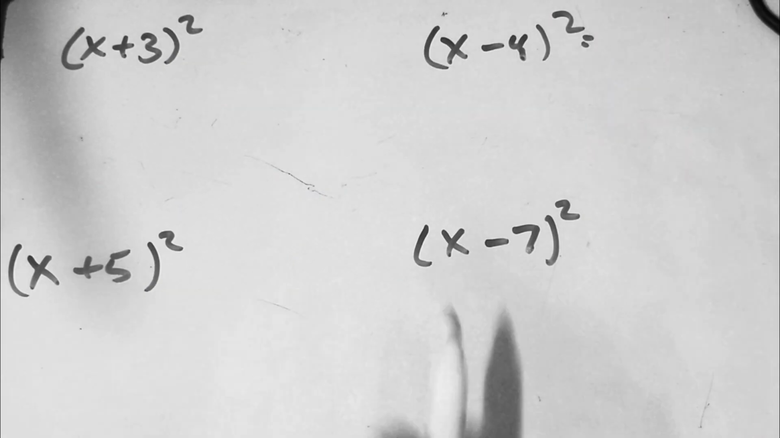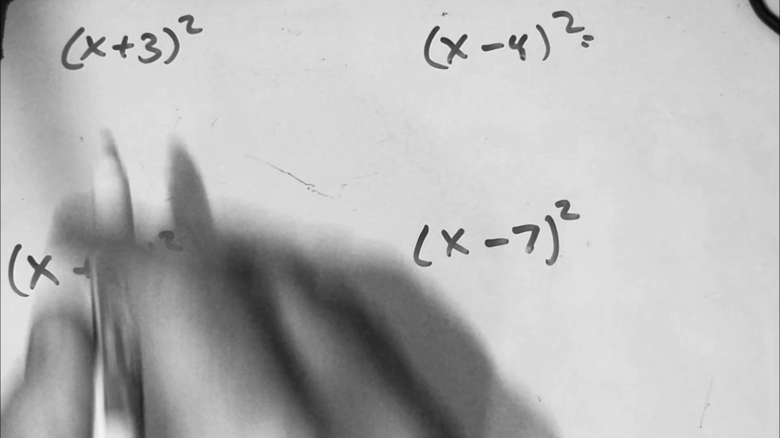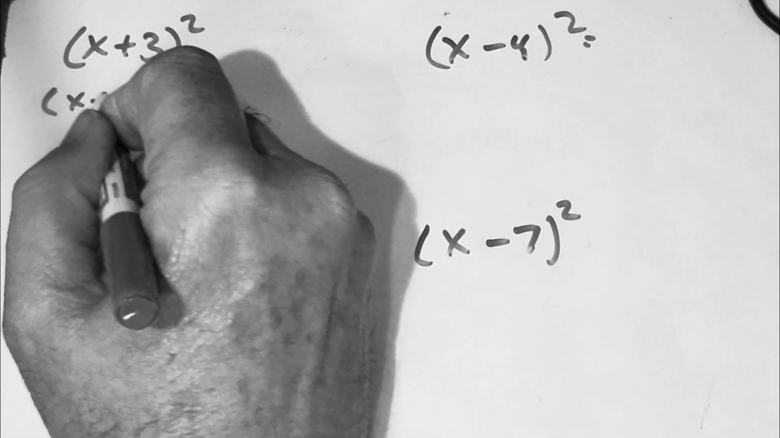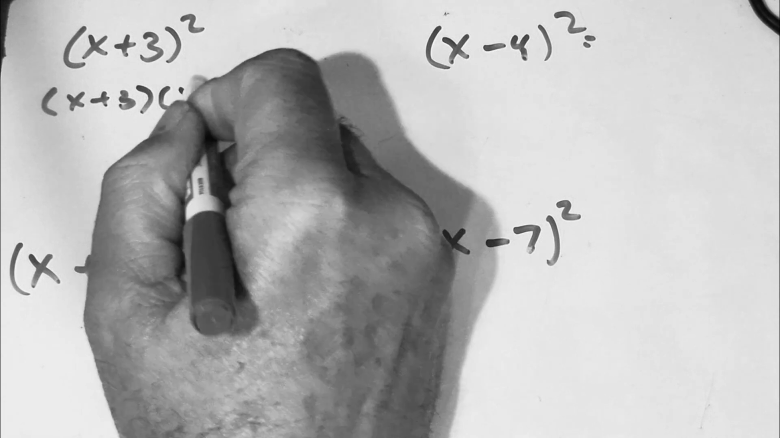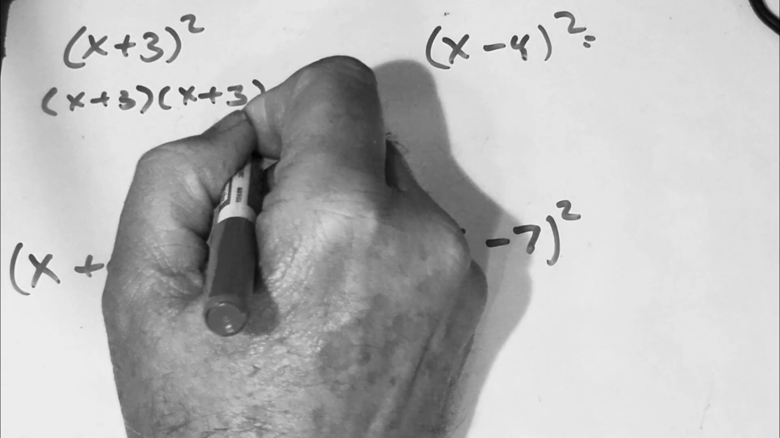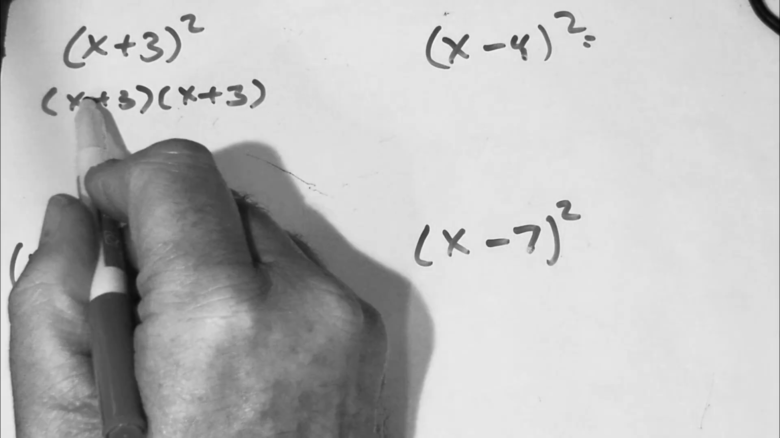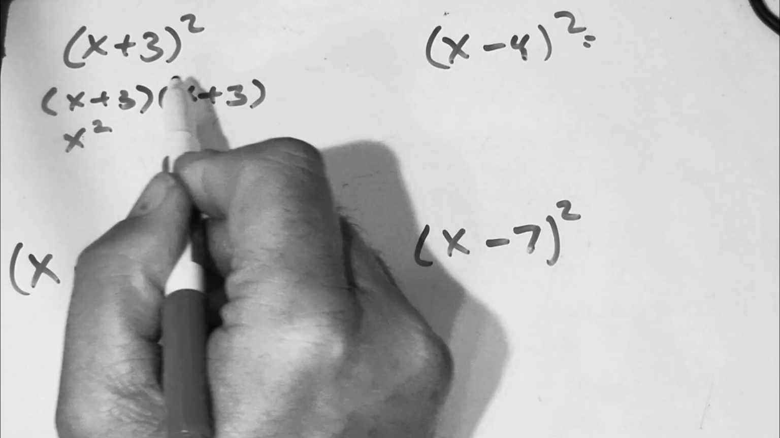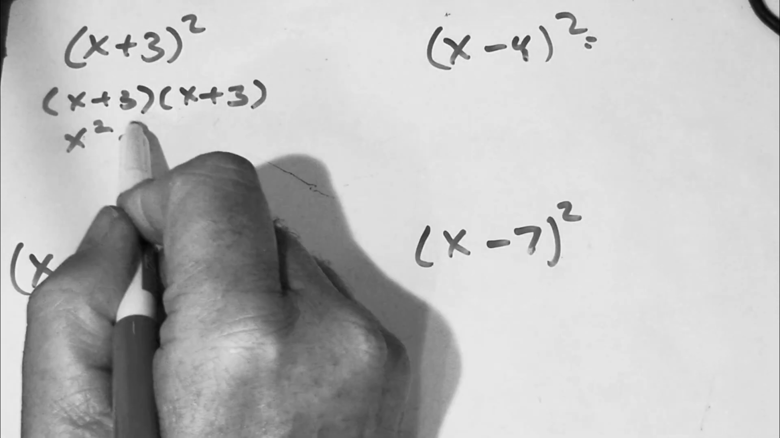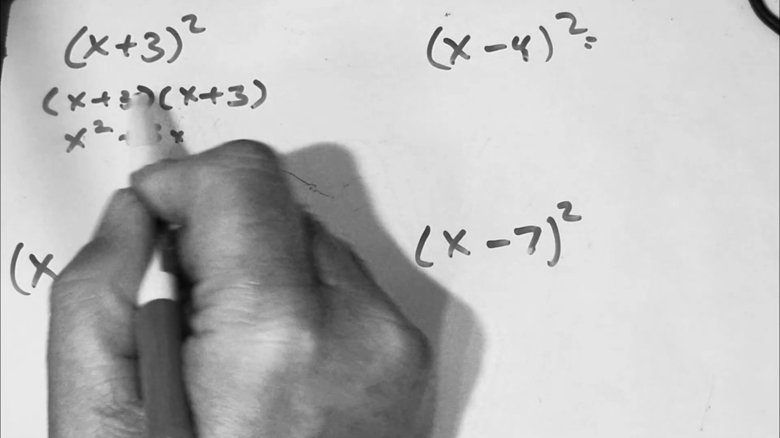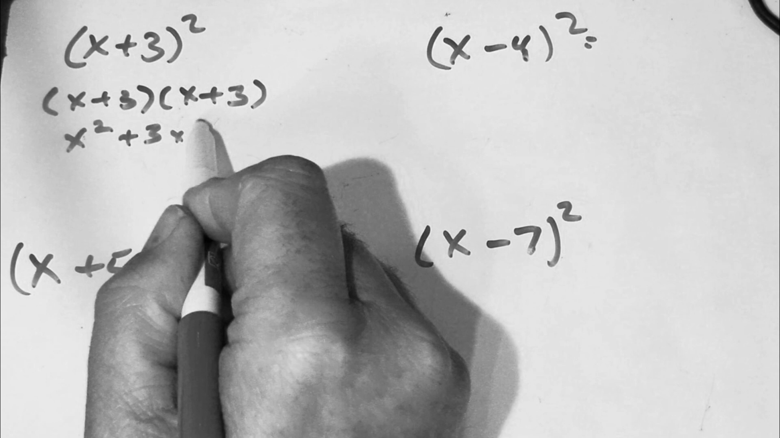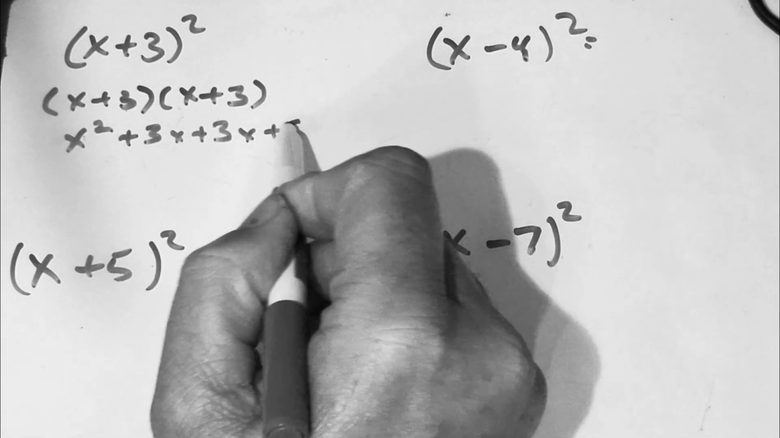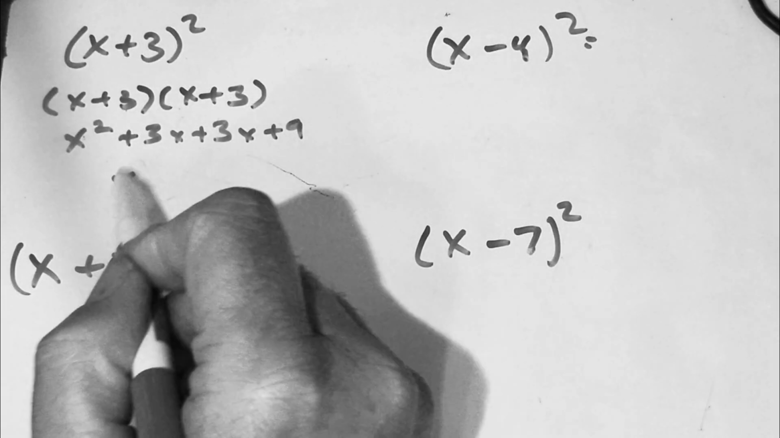All right, here we have four binomials. So we're going to square it, which means you're going to multiply it by itself. Now, if you do the box method, I don't mind if you use the box method either. It doesn't matter to me. So first is x times x is x squared. Then outer plus 3x, plus inner plus 3x, plus last plus 9. And then you combine.